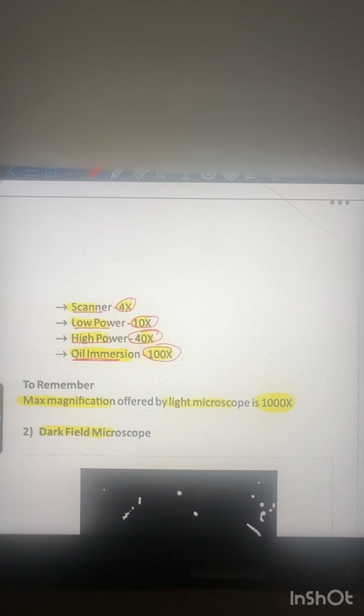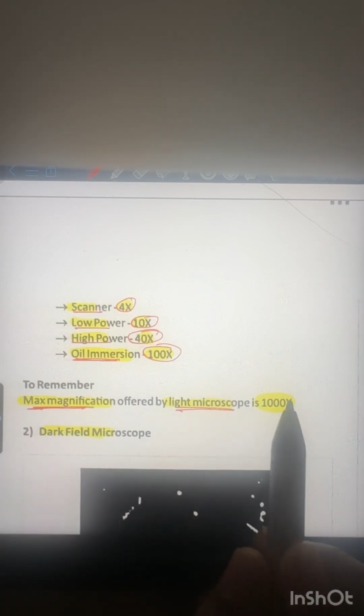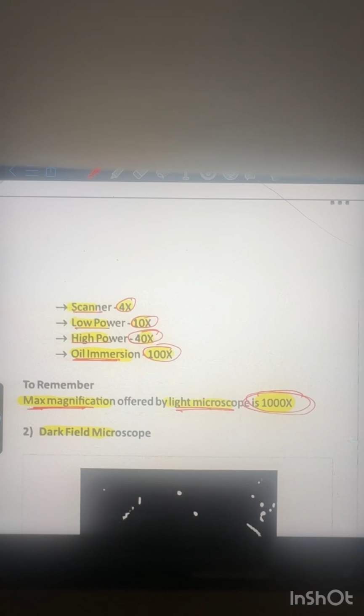That is why when someone asks you what is the maximum magnification that you can get in a light microscope, you will always multiply objective into eyepiece. Eyepiece is always going to be 10x. There is no other lens available. For objective, you will have to ask the examiner, what are you using? Scanner, low power, high power, or oil immersion? If they ask what is the maximum possible, it is oil immersion, meaning 100x. Now multiply the two, 10 times 100. What is the maximum magnification possible? It is 1000x magnification, and that's a very famous previous year question. What is the maximum magnification that you can obtain from a light microscope?